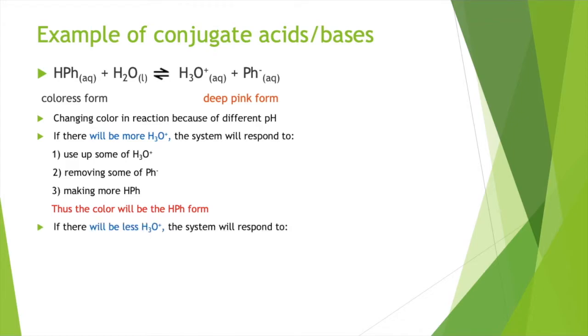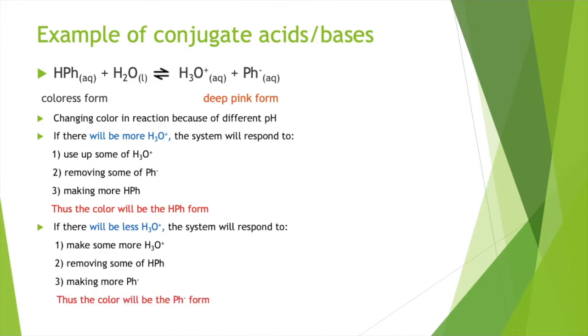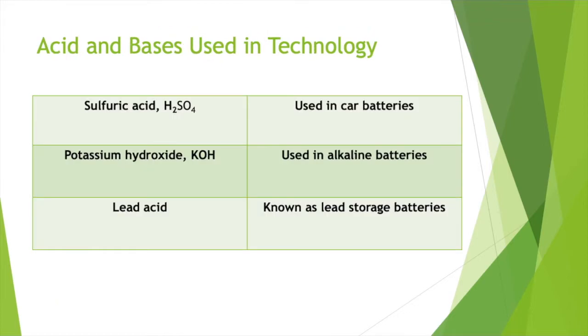But if there is less hydronium ion, the system will respond to make more hydronium ions, removing some HPH, and making more pH minus. So, the color will be the pH minus form. According to the features of acids and bases, they can be used in technology, such as different kinds of batteries.